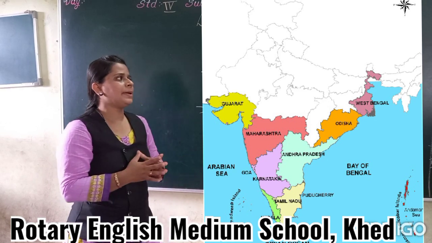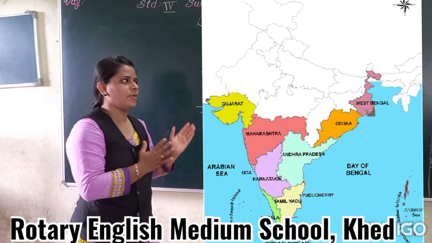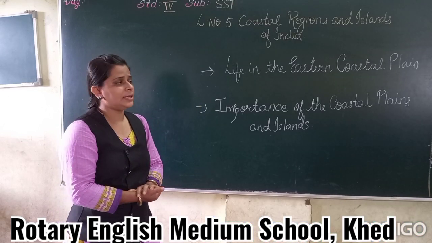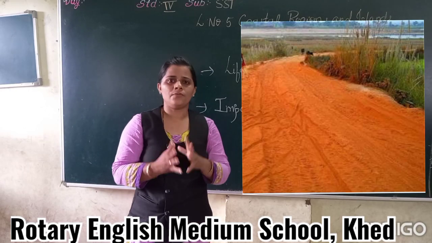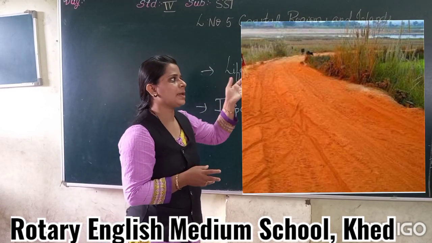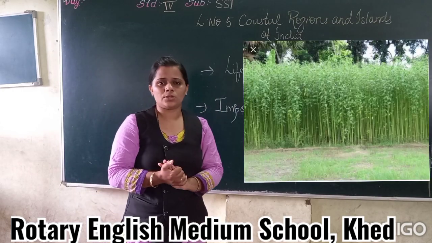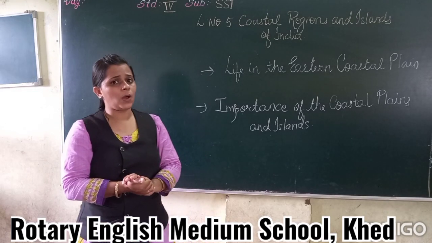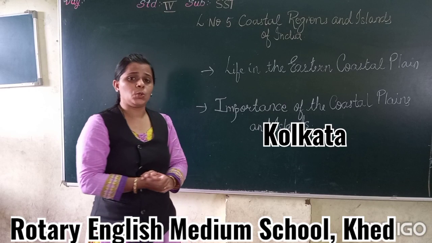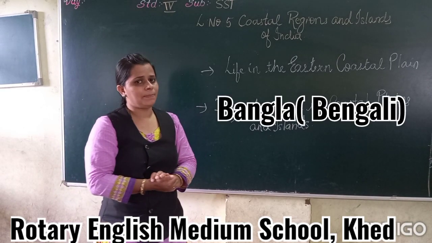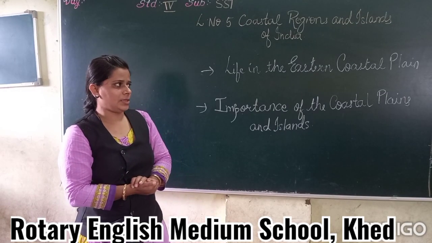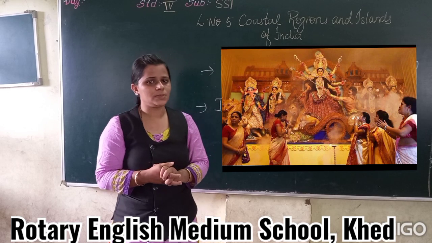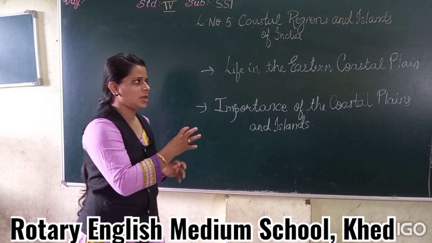First we'll move to West Bengal. West Bengal lies in the eastern coastal plain, and here the soil is very fertile. So what is the main crop grown in West Bengal? That is rice and jute. And do you know the capital of West Bengal? That is Kolkata. And which language do the people speak there? People mostly speak the Bangla language. And here the people celebrate Durga Puja with great joy and splendor. Got it, my children? I hope you have understood about West Bengal.